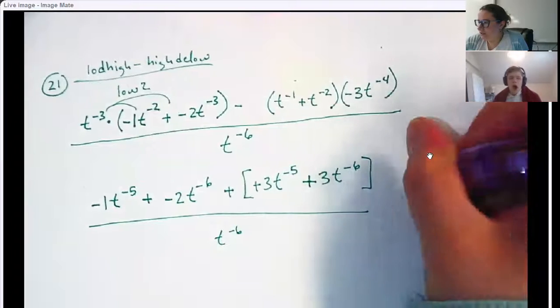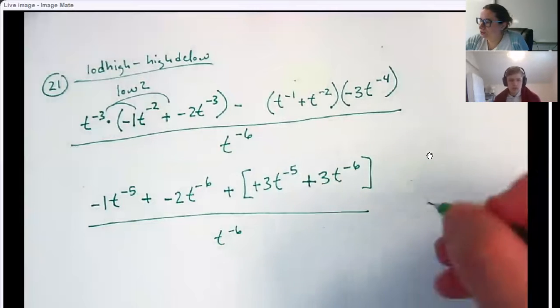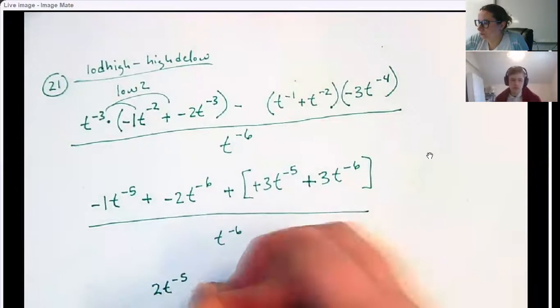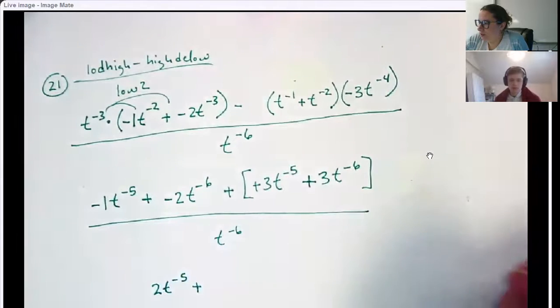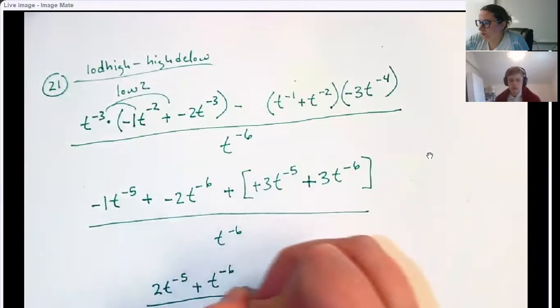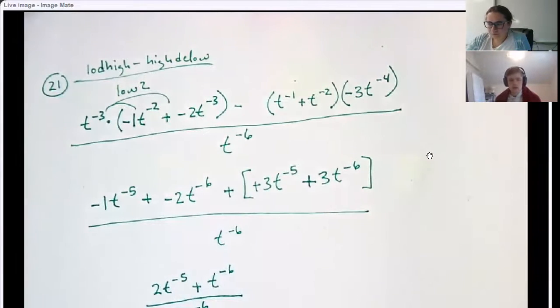Okay. And then if I start putting the t to the negative 5ths together, I get what? 2 t to the negative 5th plus 1 t to the negative 6th all over t to the negative 6th, right? Yep. All right, so now it's the part where we have to get gross, where we're actually going to have to figure this out.